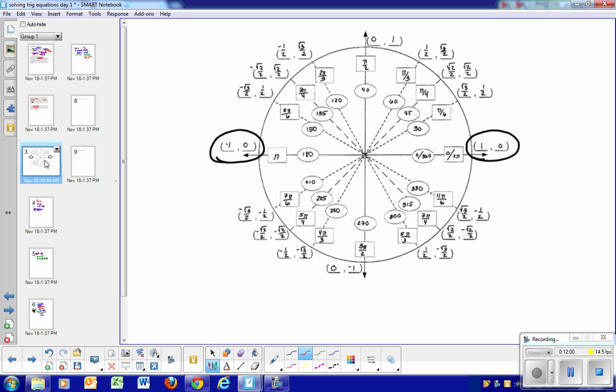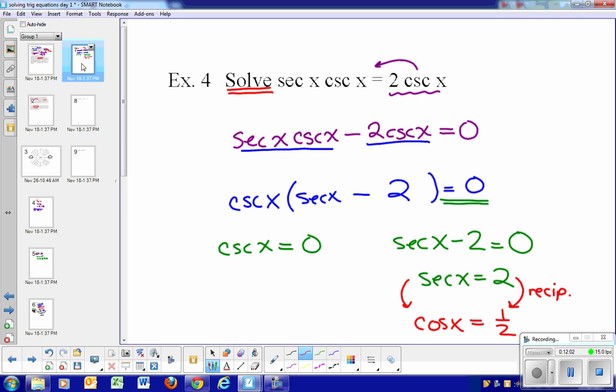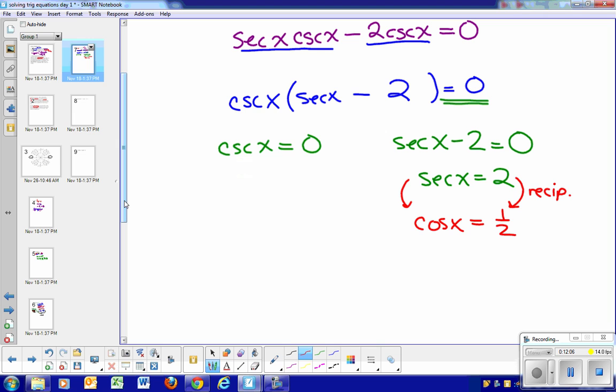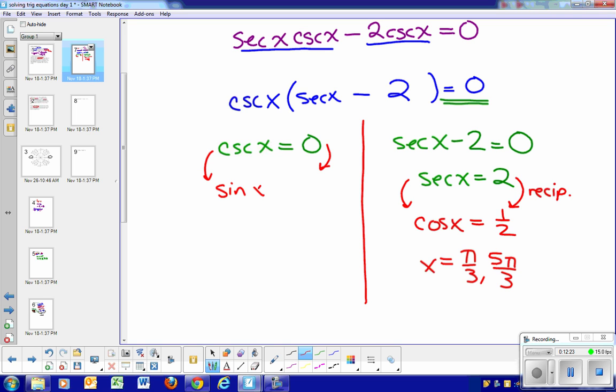My 2 answers off the unit circle were pi over 3 and 5 pi over 3. Now this other equation over here says cosecant equals 0. If you were to use this move of take the reciprocal of both sides, this part would be sine. The reciprocal of 0 would be 1 divided by 0. We can't do that. Not defined. No can do. So this part has no solutions.